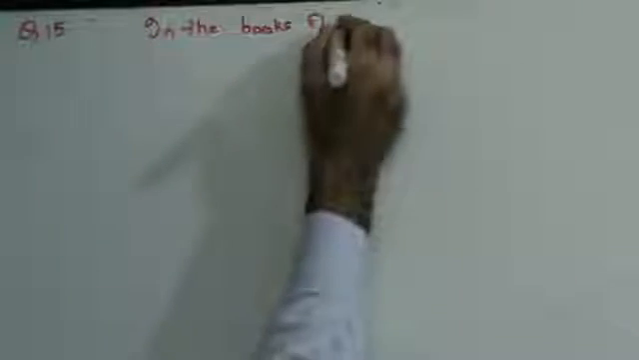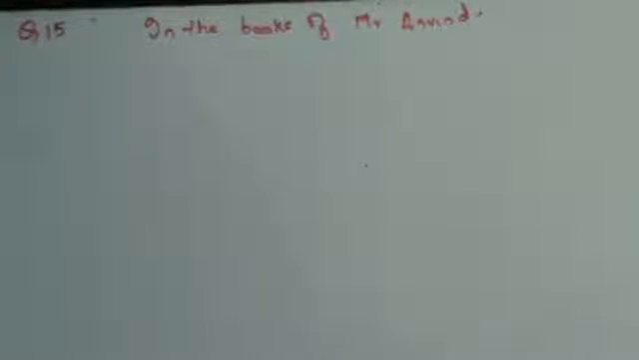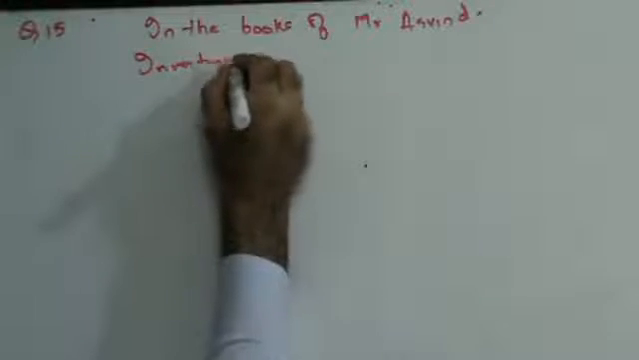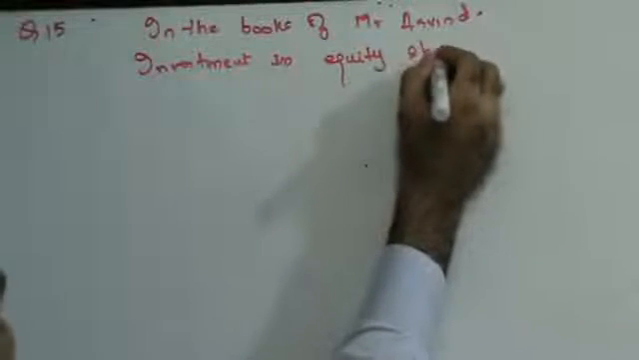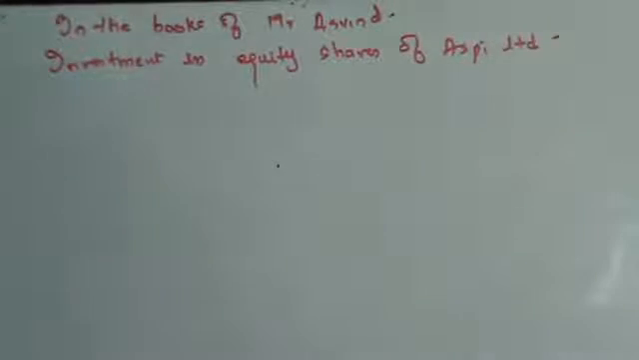In the books of Mr. Irwin, the following transactions of purchase and sale of equity shares of ASPI Limited, the shares have a paid up value of 10. So that means you are doing investment in equity shares of ASPI Limited. Right, let's start.